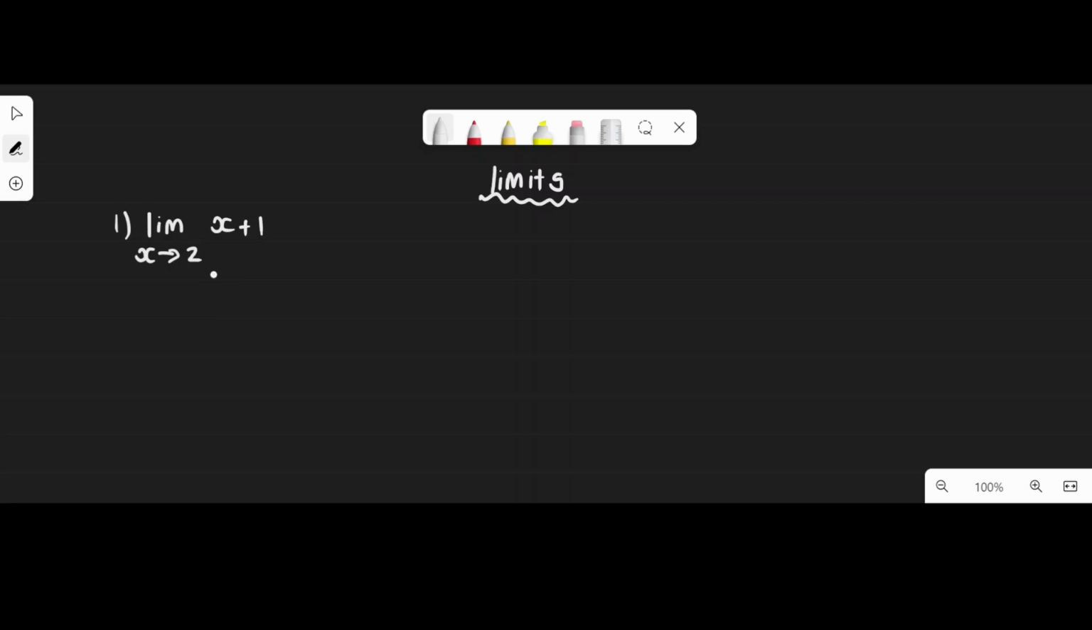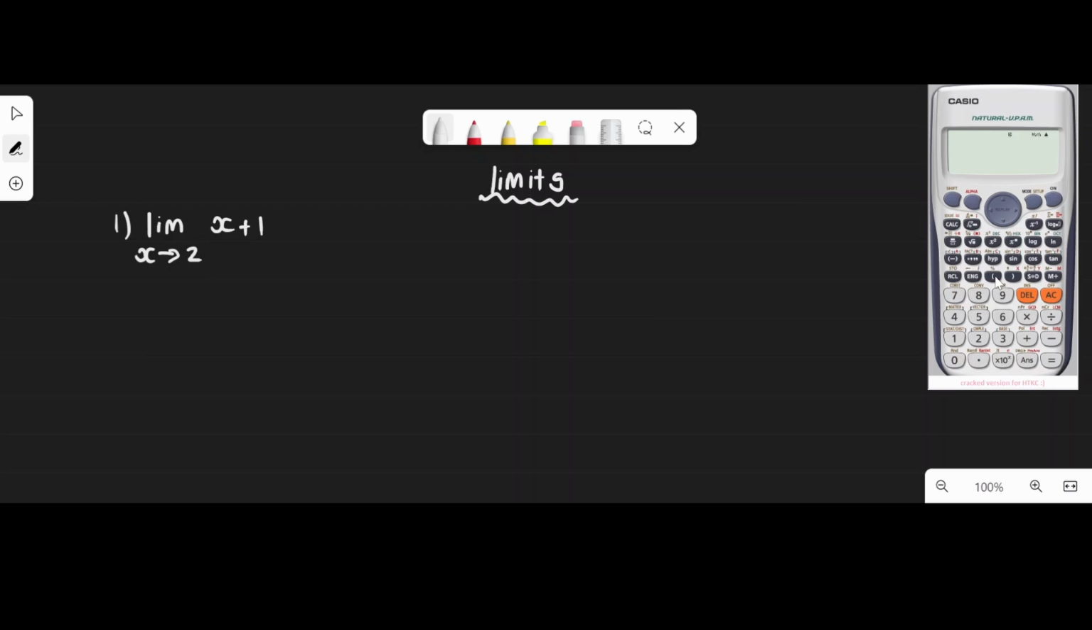So let's do that. Take your calculator and open a bracket. Then you say whatever value x approaches, which is 2 in our case. Then close the bracket and say plus 1. Then you check whether it exists or not. If we press equals, we see that our answer is 3. So it gives us an answer. Therefore, this limit is going to be 3.